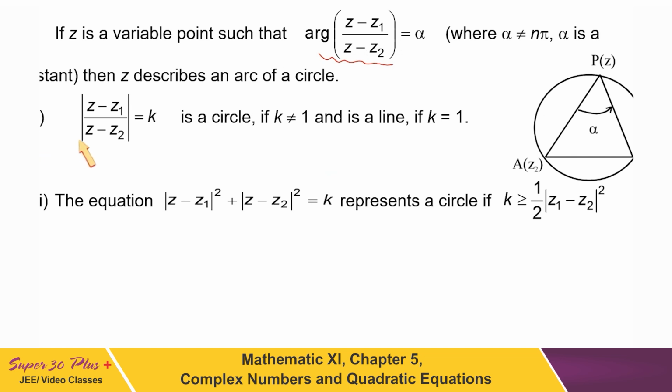Students, point number 1 is here. If mod of (z − z1)/(z − z2) is equal to k, and if k is not equal to 1, then it is a circle. And if k is equal to 1, then point z lies on a straight line. Point number 2 is here. The equation |z − z1|² + |z − z2|² = k represents a circle if k is greater than or equal to half of |z1 − z2|².